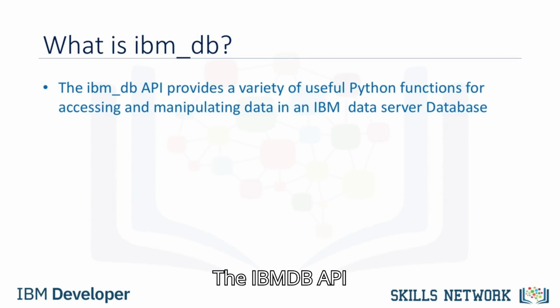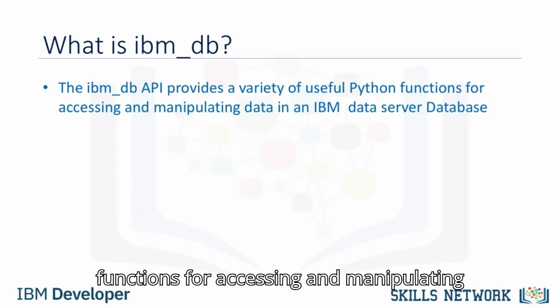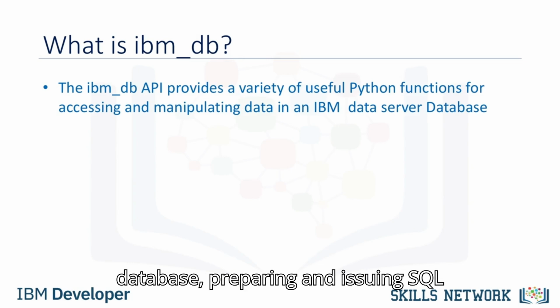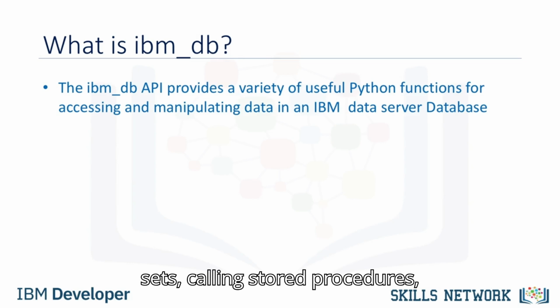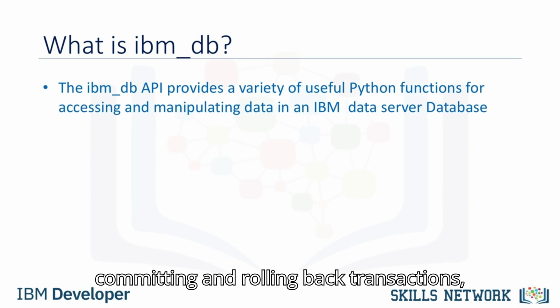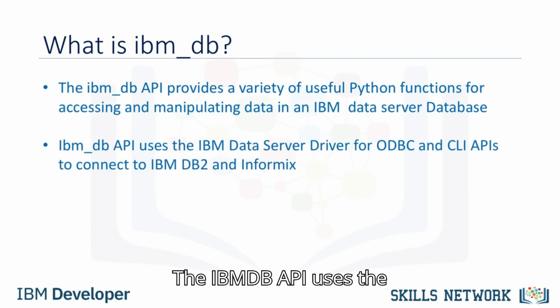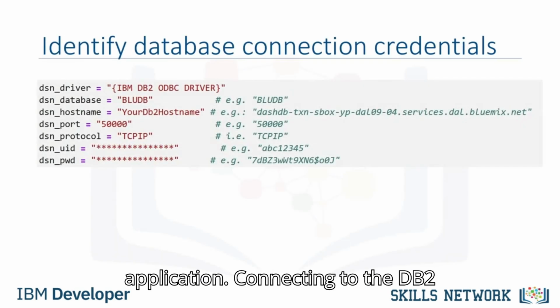The IBM_DB API provides a variety of useful Python functions for accessing and manipulating data in an IBM data server database, including functions for connecting to a database, preparing and issuing SQL statements, fetching rows from result sets, calling stored procedures, committing and rolling back transactions, handling errors, and retrieving metadata. The IBM_DB API uses the IBM Data Server driver for ODBC and CLI APIs to connect to IBM DB2 and Informix. We import the IBM_DB library into our Python application.